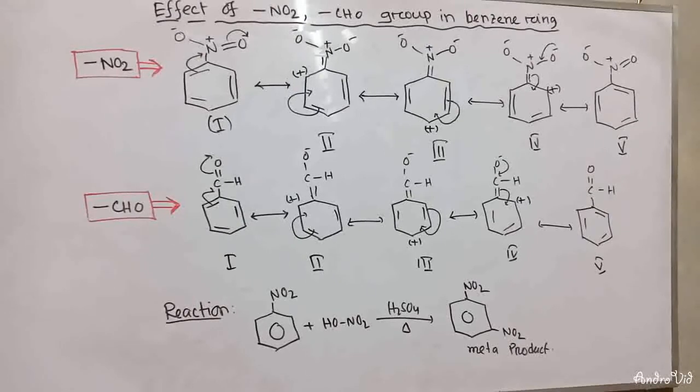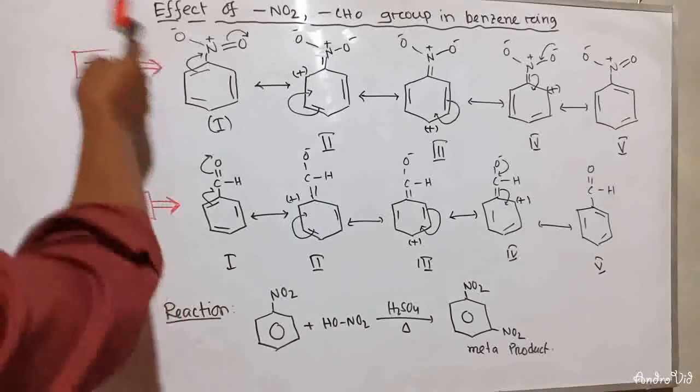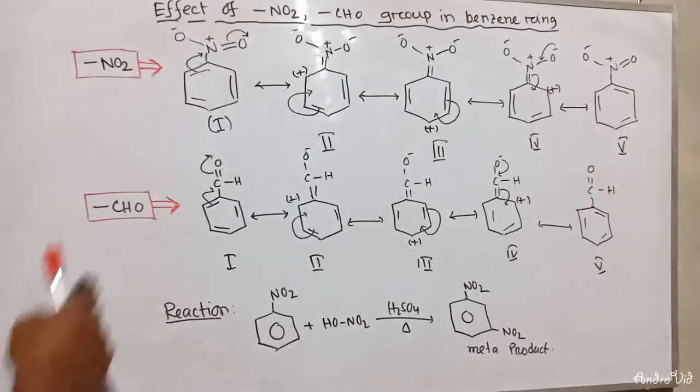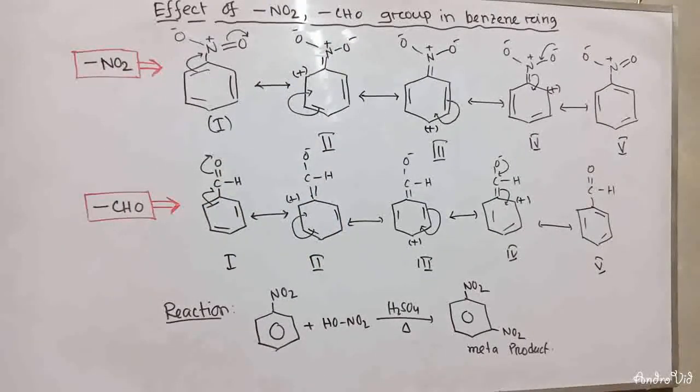So dear student, now the effect of NO2 and CHO groups in the benzene ring. You know very well, NO2, CHO, COOH, these are basically benzene ring deactivating groups or meta directing groups. So now I would like to explain why these are called benzene ring deactivating groups or meta directing groups. This will be clear from their resonance structures. I have drawn here two resonance structures. This is the resonance structure for NO2 and this is the resonance structure for CHO.